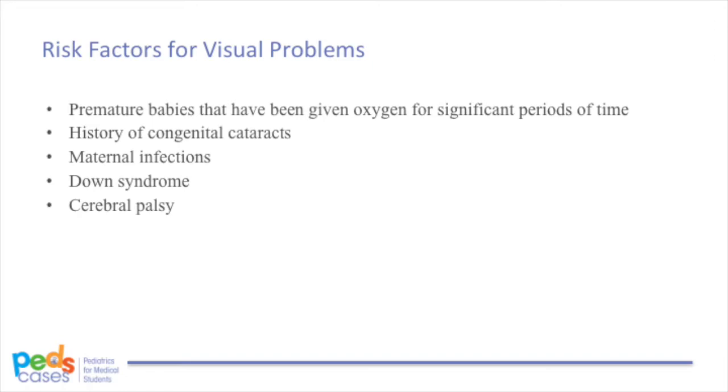outwards frequently, or if one eye appears lazy. Also ask the caregiver if they have ever noted one eyelid more drooped compared to the other. Correlate those concerns to the child's vision developmental milestones, because the management for the same concern will be very different depending on the child's age. Many factors besides a positive family history increase the risk for an eye or visual problem. These include premature babies that have been given oxygen for significant periods of time, congenital infections such as toxoplasmosis and CMV, history of congenital cataracts, Down syndrome, and cerebral palsy.